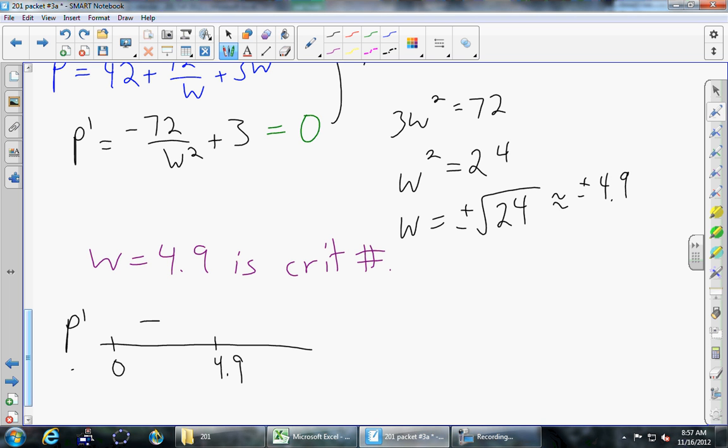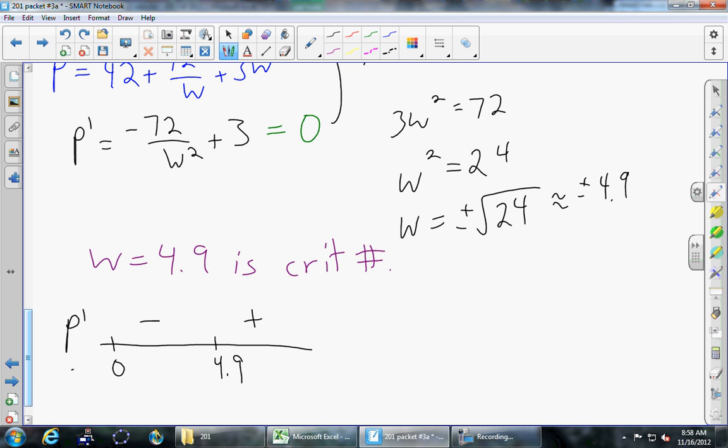And if we pick something bigger than 4.9, like 100, negative 72 over W squared is pretty close to 0. Plus 3 is positive. So what kind of a thing is 4.9, max or min? That's a min, right? That's our first derivative test.